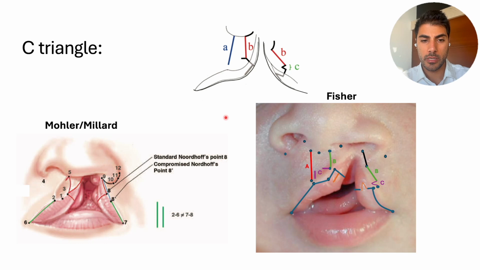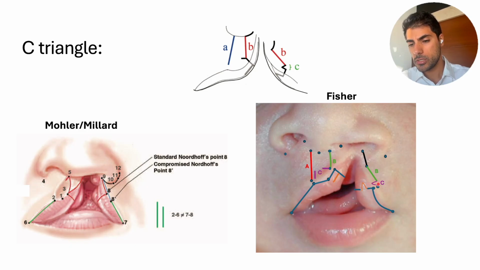So the second point that it will solve: it will help us always maintain the Nordhoff's point. So we will not compromise the Nordhoff's point. What will play a role in maintaining it is this C triangle right here. So if you can follow me right here, let's say this is the C triangle.